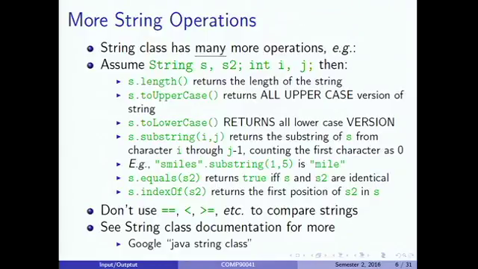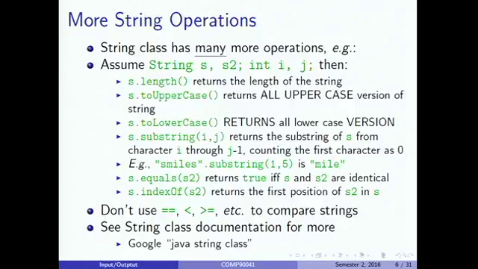Assume we've got S and S2 as string variables, and I and J as integer variables. Given those variables, we can say s.length(). That's not optional. You have to have the empty parentheses. Looks kind of silly, but you've got to do it. s.length() gives you back the length of the string, how many characters there are in the string.